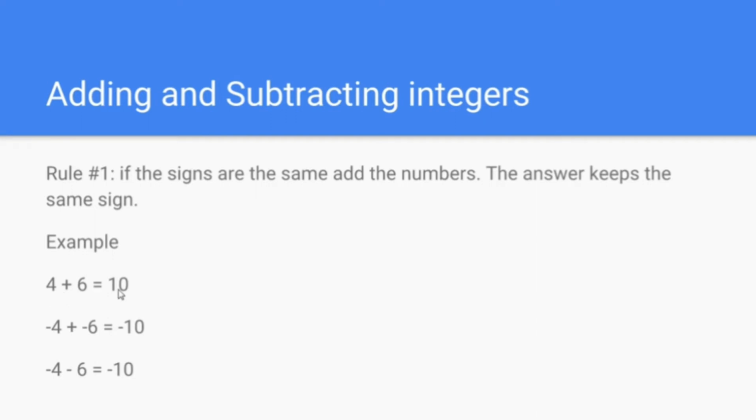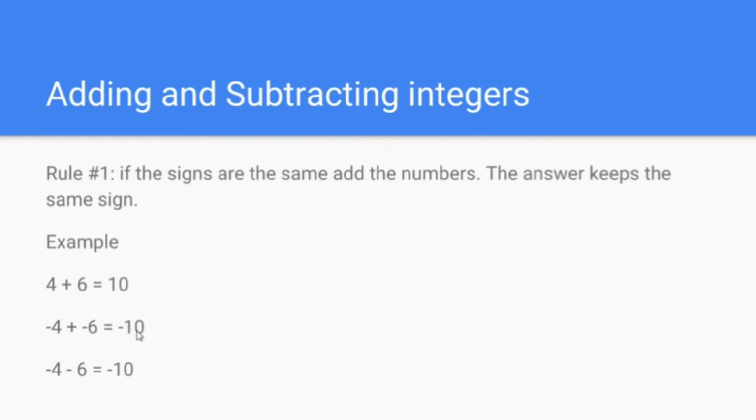4 plus 6 equals 10. The reason this is true is because the 4 is positive, the 6 is positive, so we add both those numbers. The answer is 10 and it keeps the same positive sign. Let's take a look at the next example.